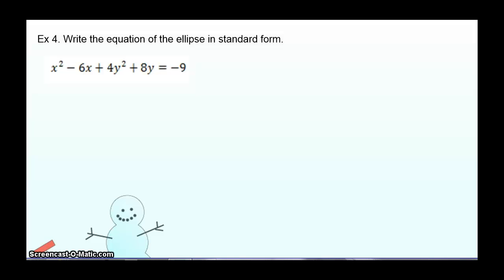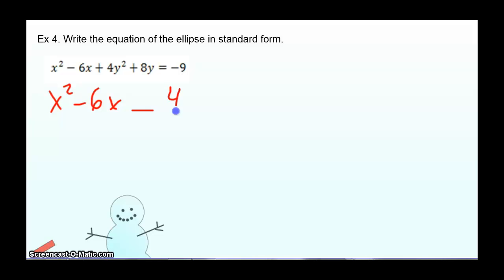All right, make sure everything's in order. The x's and the y's are next to each other. And what we want to do is we don't want a number in front of the x squared or the y squared. So my x squared is fine. I'm going to leave a space. Now, my y squared, I want to get rid of that 4.